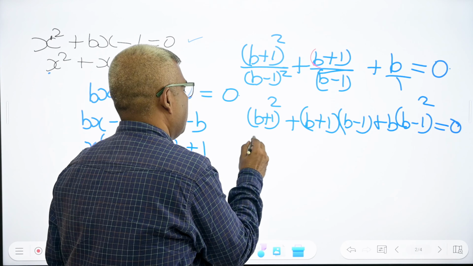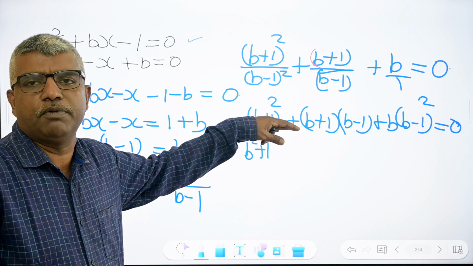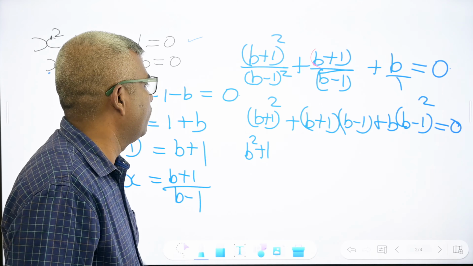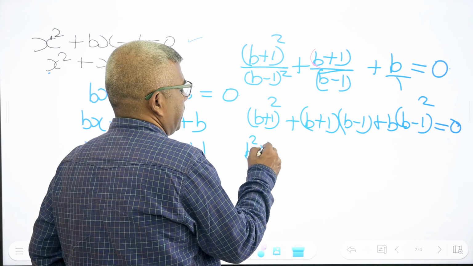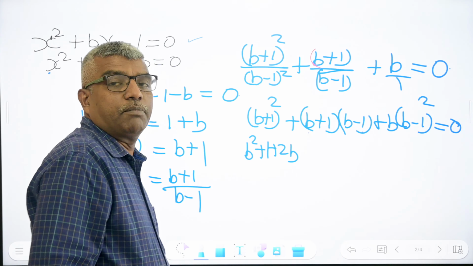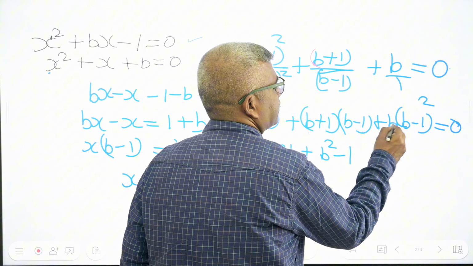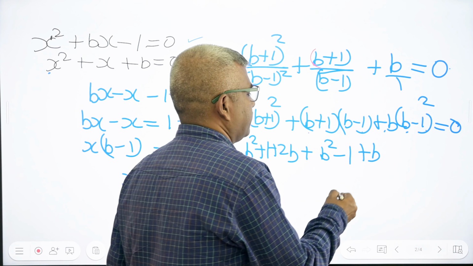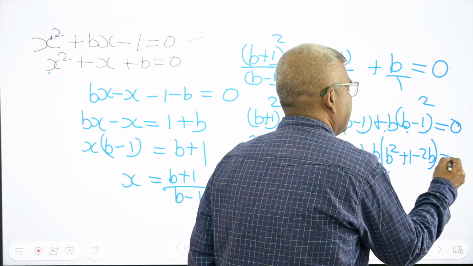Here plus b times b minus 1 square is equal to 0. So what will happen? The numerator divided by b minus 1 whole square equals 0, and if you multiply with b minus 1 whole square, it will be 0. So now we are going to work only with the numerator. b plus 1 whole square, I expand: b squared plus 1 plus 2b. This is the a plus b into a minus b method, so b squared minus 1. This is b squared. b minus 1 whole square is b squared plus 1 minus 2b is equal to 0.